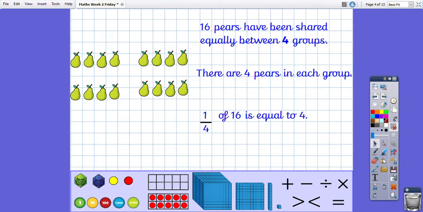16 was our whole number, which is here. So this was our whole number. And I wanted 1/4, so I divided it by 4. So I've got my 4 groups. Okay. And to find 1/4, all I had to do was count 1 of the groups, and in one of the groups there were 4 pairs, just like that. So 1/4 of 16 is equal to 4.